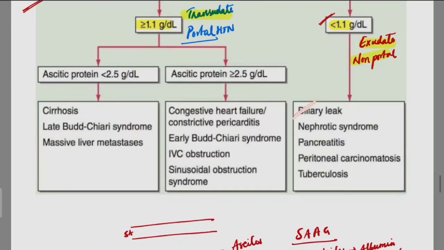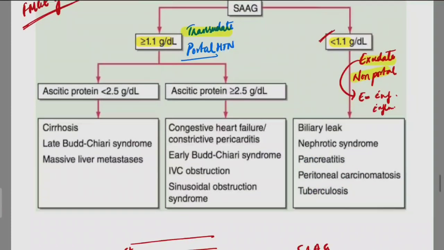So leak, we will remember biliary leak. Nephrotic syndrome, you have albumin leaking, makes sense, right? Exudate, from the E, infections and inflammation come. So pancreatitis, infection, remember E for infection. Exudate, remember E is going to be all the E causes. E for infection, we'll remember this as E for inflammation. So this is going to be your pancreatitis, biliary leak and nephrotic syndrome, because your albumin is leaking. Pancreatitis, tuberculosis, carcinomatosis, all these infections and inflammations are going to be exudate where it is low gradient.